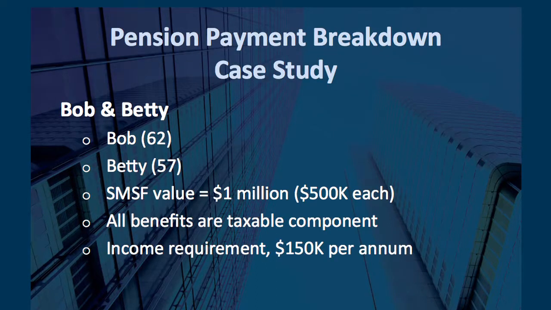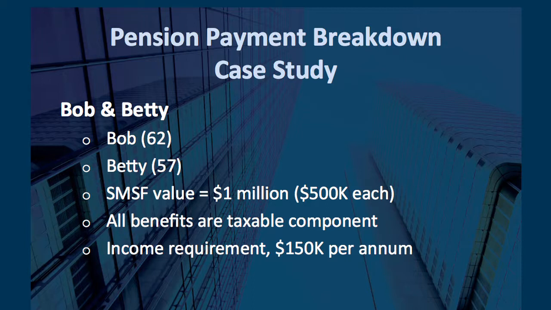So we've got Bob, who's 62, and we've got his wife, Betty, who's 57. Now, their super fund is worth $1 million. Now, they have interests of $500,000 each. All their benefits are the taxable component, once again, and they have an income requirement of $150,000 a year.